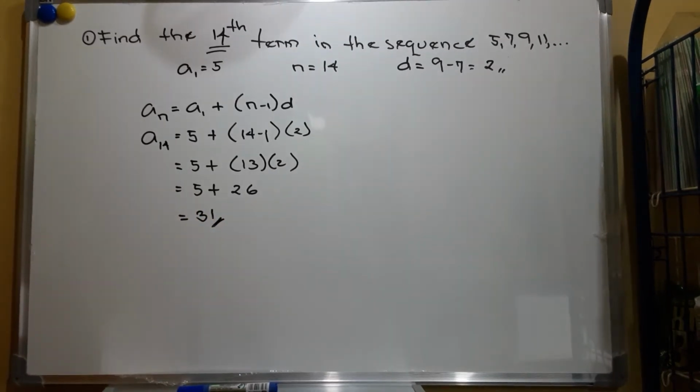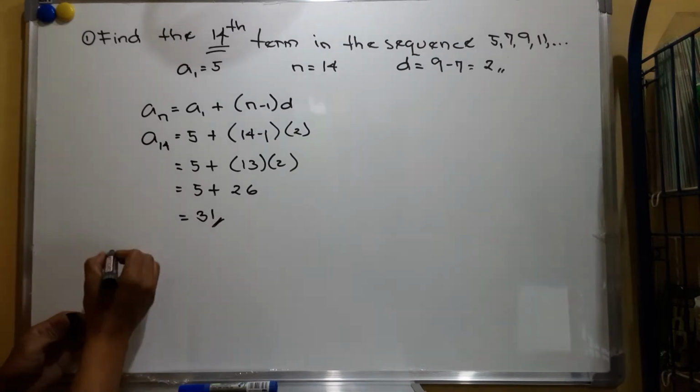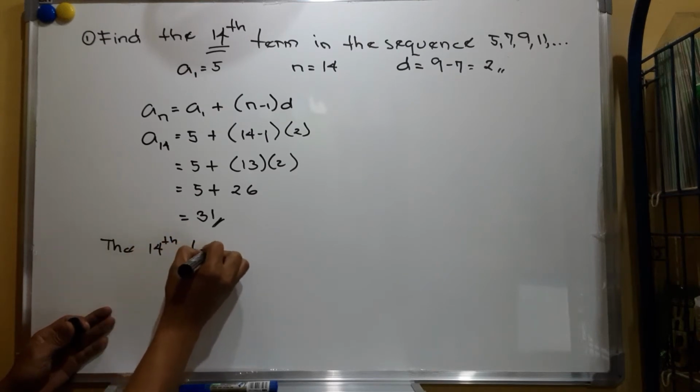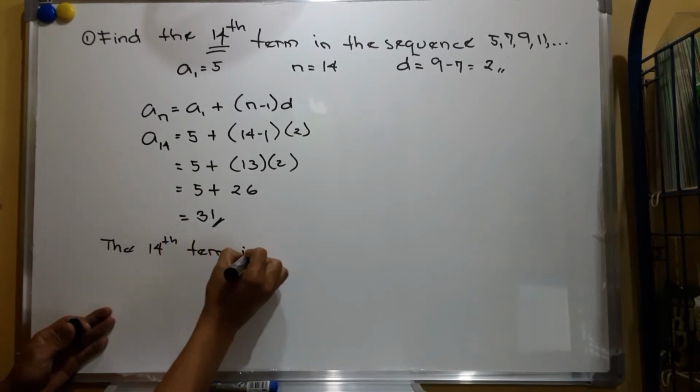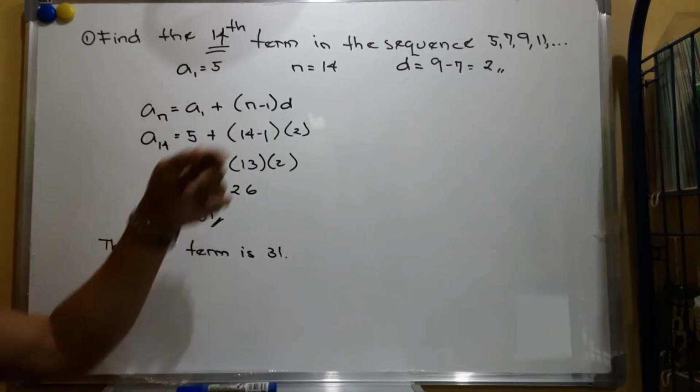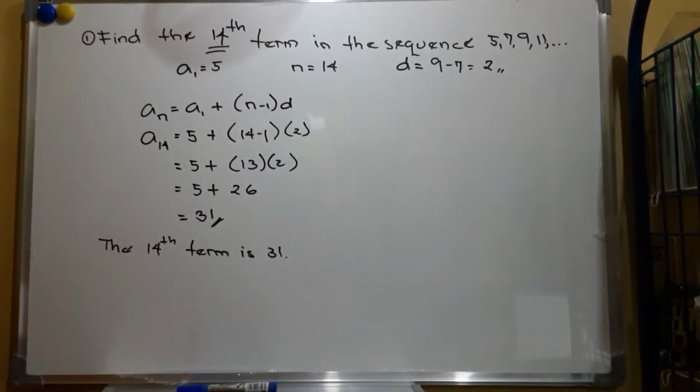Okay? So 31. So the 14th term is 31. Clear? So that is how to find the nth term of an arithmetic sequence. Am I clear? So another example.